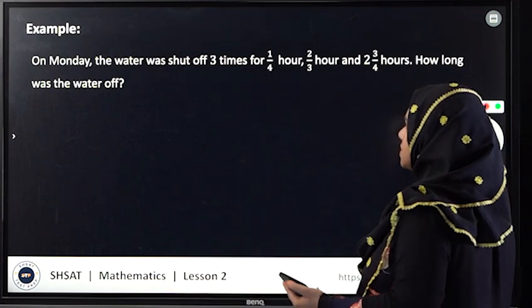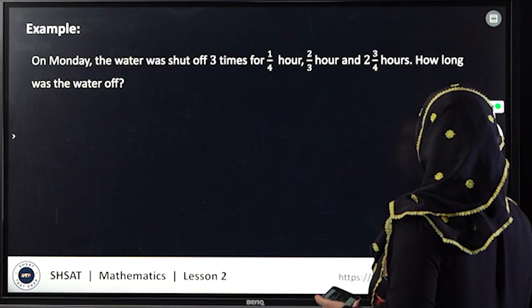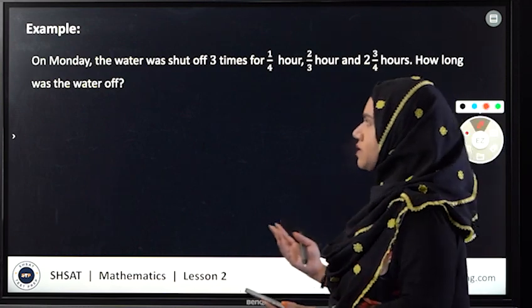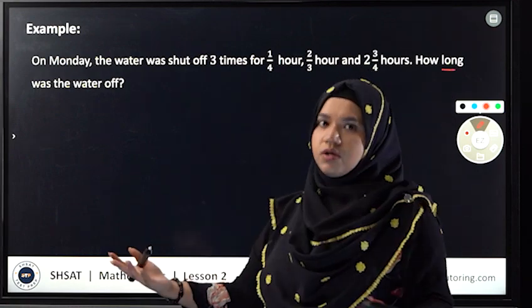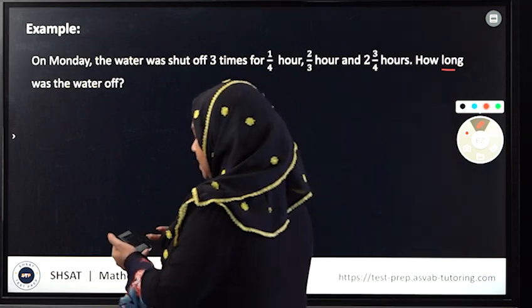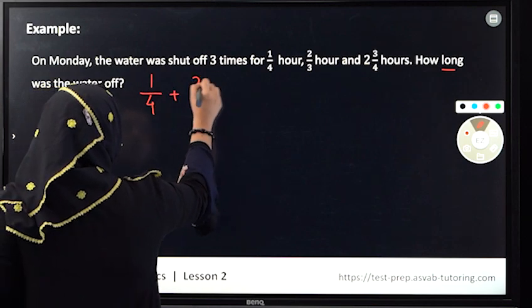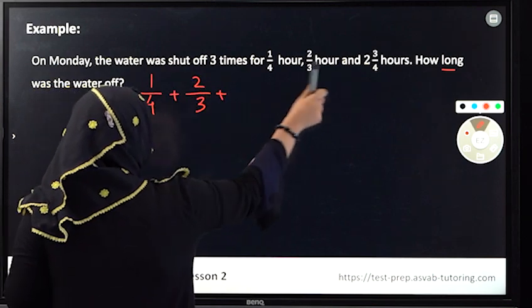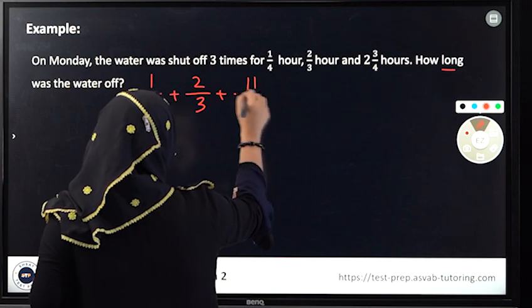On Monday, the water was shut off 3 times for 1/4 hour, 2/3 hours, and 2/3 hours. How long was it off? Of course, because it's saying how long was it off in total, that's what it means. We need to add all of these together, okay? So if we add them, it's going to be 1/4 plus 2/3 plus, let me just convert this real quick. So it's going to be 4 times 2 is 8. 8 and 3 is 11.